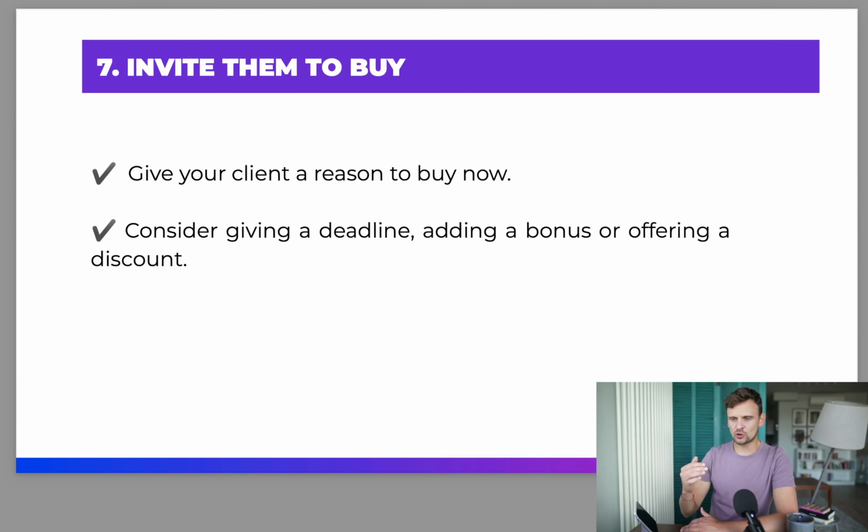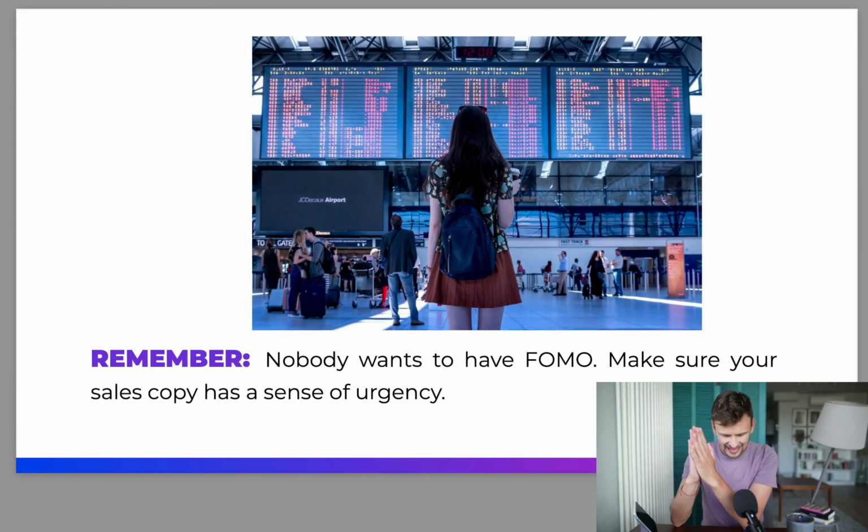Okay, and once you've got all of that, all these 6 key elements so far, we move on to the final one, which is inviting people to buy. Now, by this point, we've earned the right to say, well, hey, I think you can actually benefit from this. You should join this program. You should buy this product. And the time is now. And I always like to say, give your client a reason to buy now. Give a deadline, add a bonus which will expire in X amount of time, or offer a discount. Make it so that they have the sense of FOMO, fear of missing out.